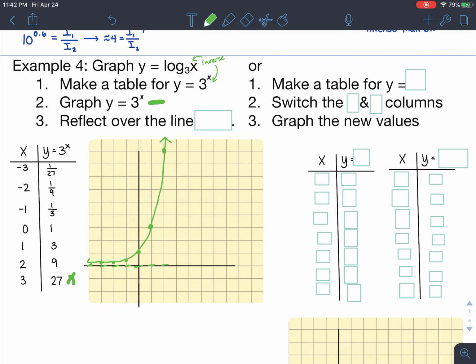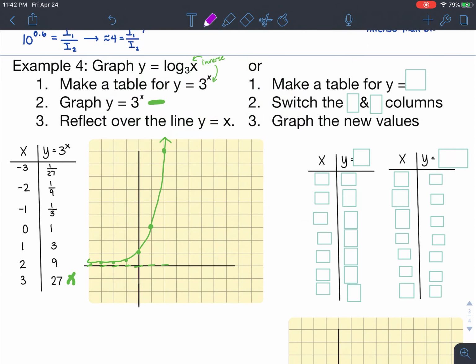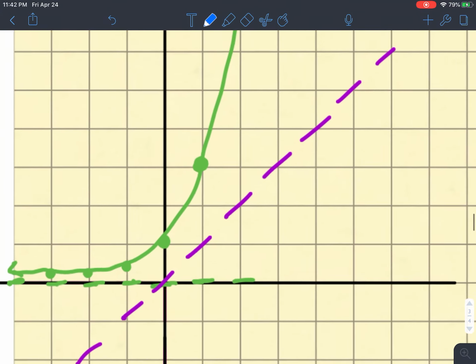Okay, now what do you remember about inverses from last chapter? Inverses are reflections over the line y equals x. So what we can do here is we can sketch in the line y equals x. And we can reflect this green one right over the purple one.